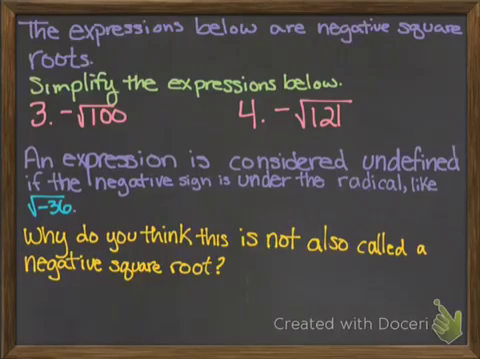So I want you guys to think about this question in orange or goldenrod, whatever kind of color you think that is. I want you to think about that tonight, and we can discuss this further in class tomorrow. So the ones in pink, 3 and 4, are negative square roots. The one in blue is not. So just kind of ponder that question tonight.